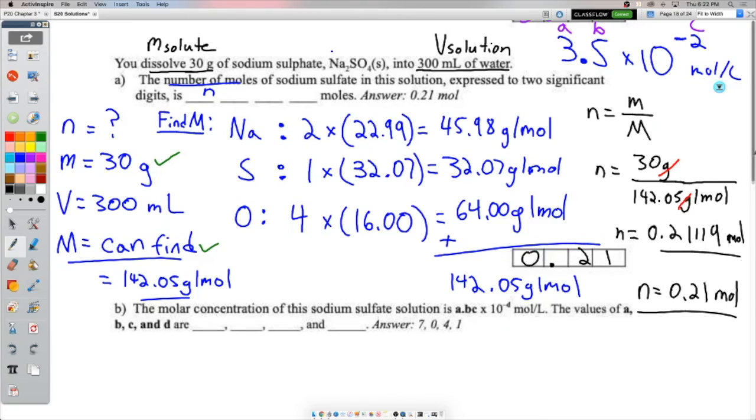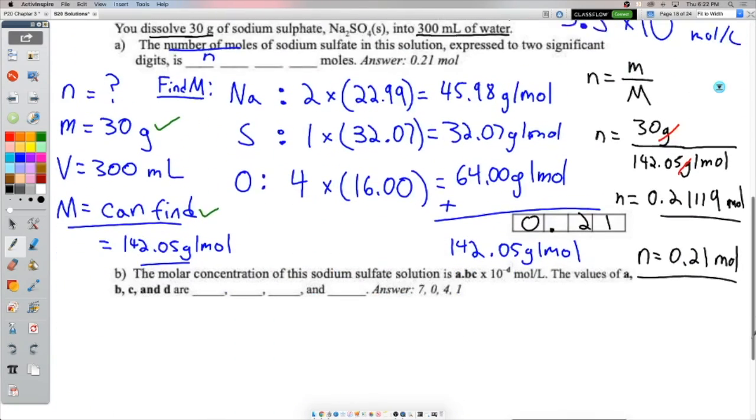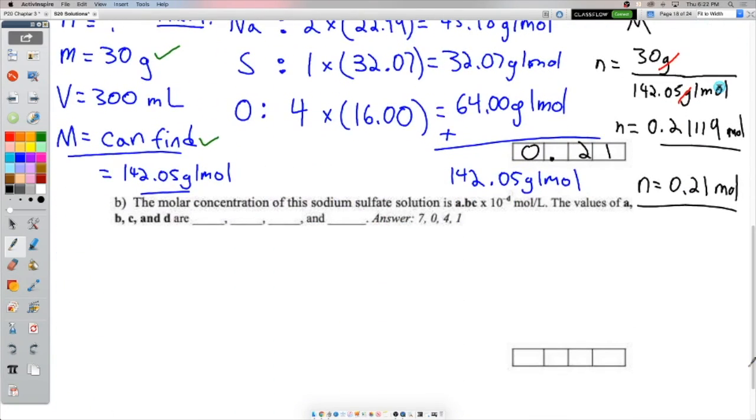Okay, now, like I said, this one has kind of split it up for us. Sometimes you might just have to do that on your own. You might just have to know how to find N. For example, on your extra practice assignment, I know there's one like that. So N equals 0.21 moles.